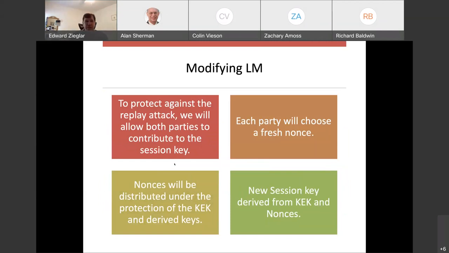And so our modification essentially looked to stop that by having each party produce a nonce. And then the nonces are distributed under the key. So we're going to replace the symmetric key with a nonce, and we're going to respond under the keys with another nonce to produce a session key. And we'll derive the session key from both nonces and the private key encryption key.